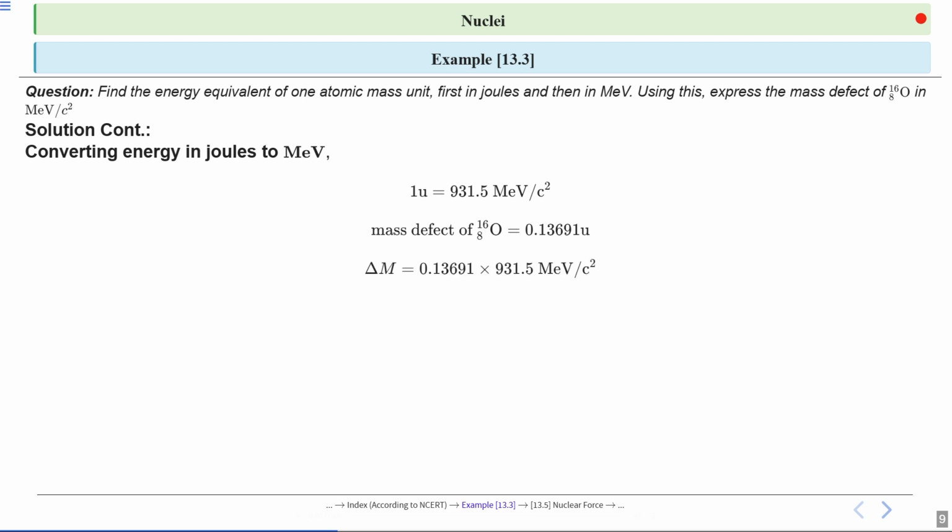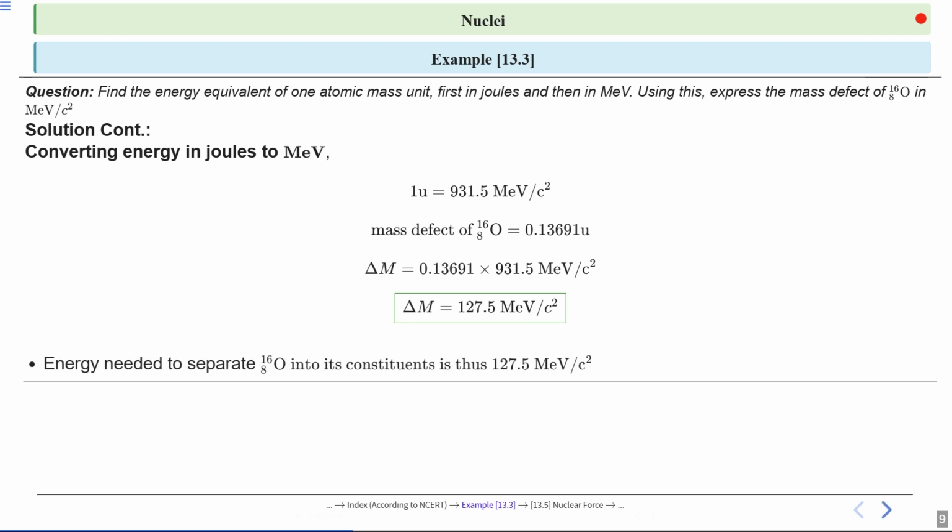To find the energy equivalent of this mass defect, we multiply the mass defect by the conversion factor we discussed earlier. So delta M equals 0.13691 times 931.5 mega electron volts per c squared. This calculation gives us the binding energy in mega electron volts. After doing the multiplication, we find that the mass defect for oxygen 16 is 127.5 mega electron volts per c squared. This is the total binding energy for the nucleus. So the energy needed to separate an oxygen 16 nucleus into its individual protons and neutrons is 127.5 mega electron volts per c squared.